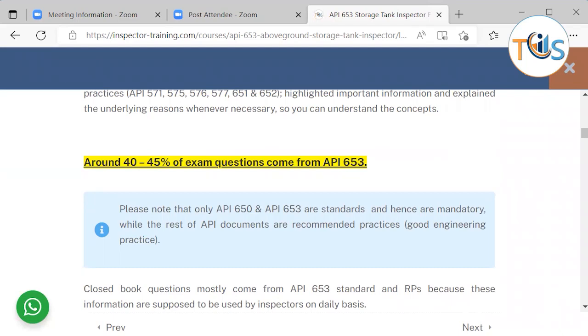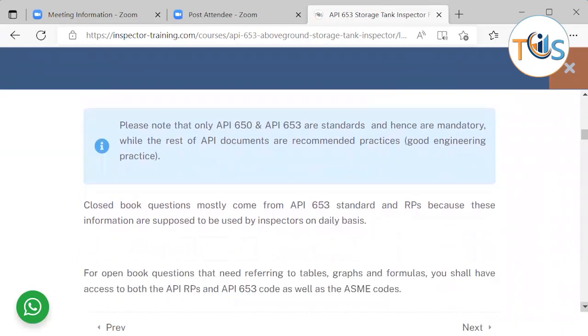And please note that API 650 and 653 are standards and hence are mandatory, while the rest of the API documents are recommended practices, good engineering practices. So anything that is short and crisp and has been repeated in a recommended practice or in a standard, those are the potential exam questions.